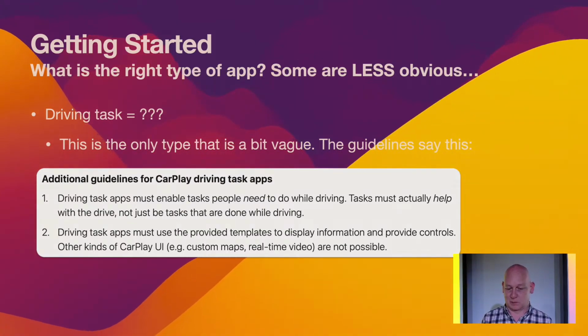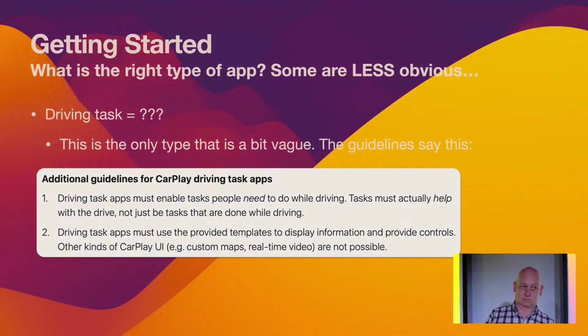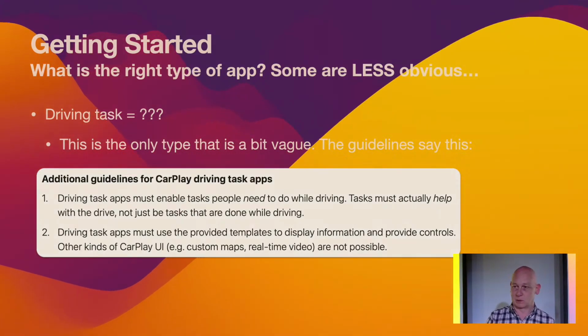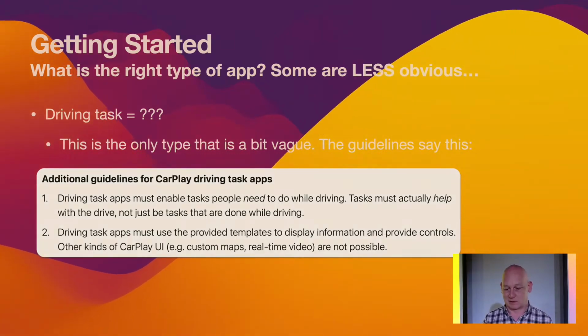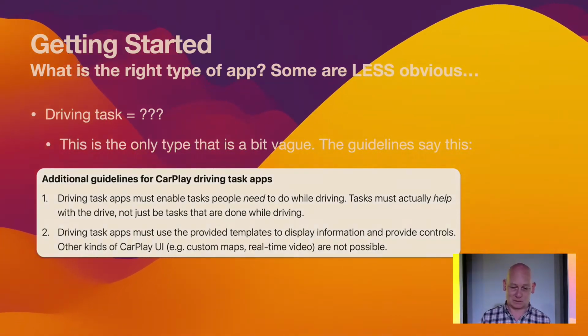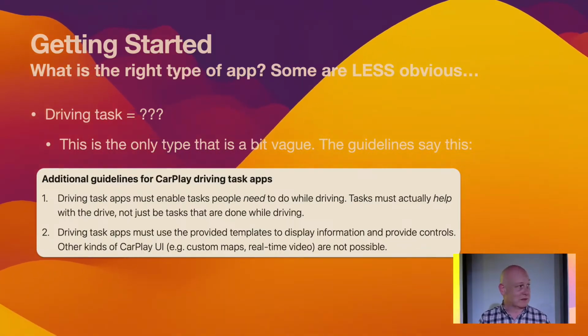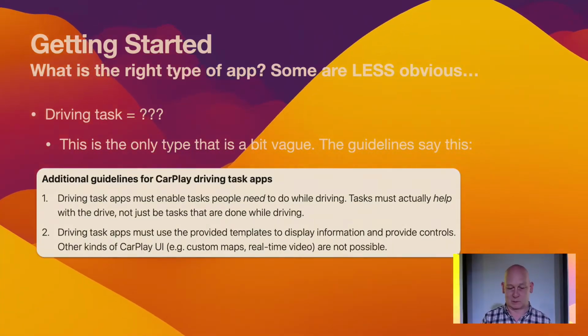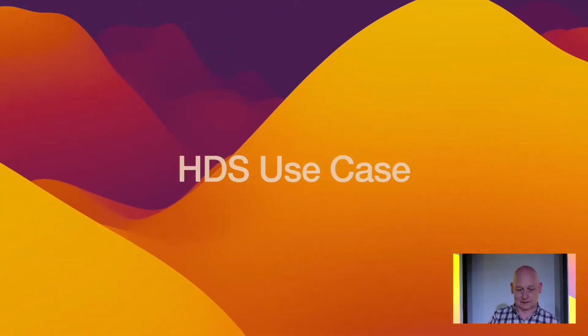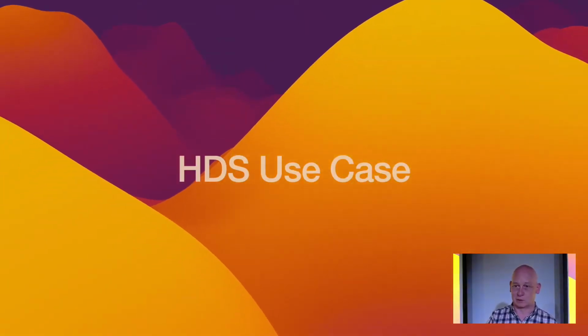In the case of what I was building, I wasn't entirely sure if we were going to be building a driving task app or a navigation app or a parking app. It was fairly obvious, but we could have made a case for some of those. So we'll zoom out a little bit to see why we ended up with a driving task app. So this is our use case.